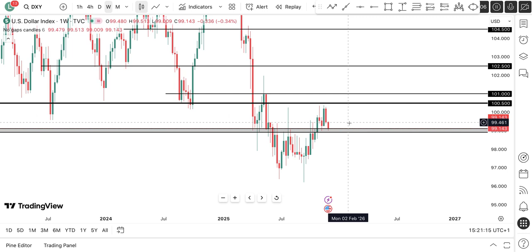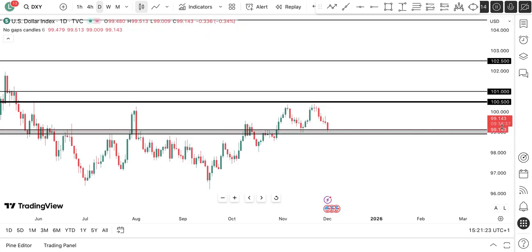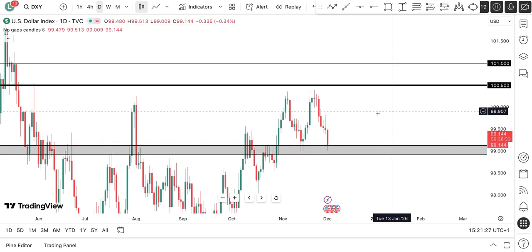So on the DXY, we've come into the same area of interest we had from 2 weeks ago, and we're looking to bounce off of it. We're expecting to, right? Now it may not. That's one thing you need to understand, right? It may not even bounce off of it, but we're expecting to.